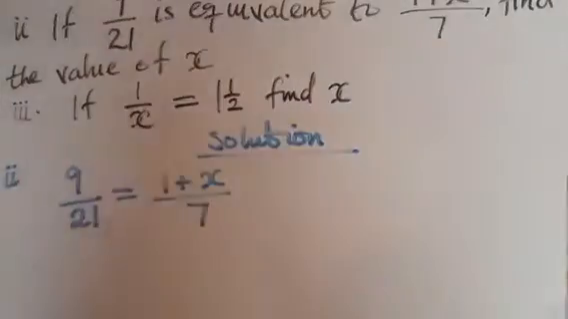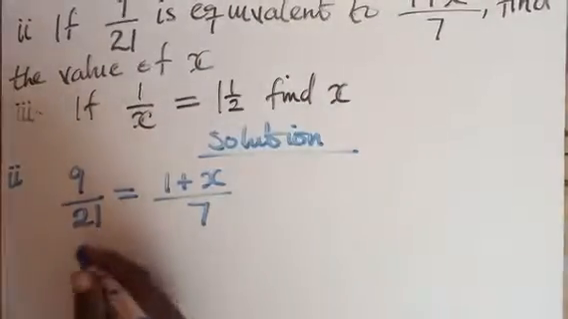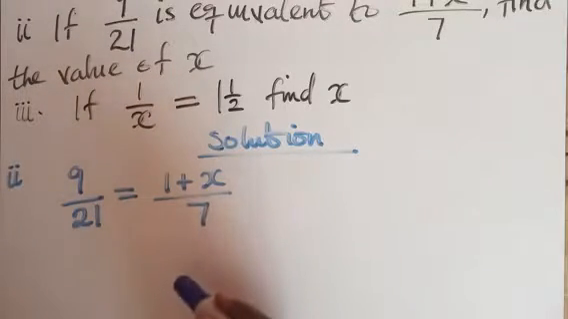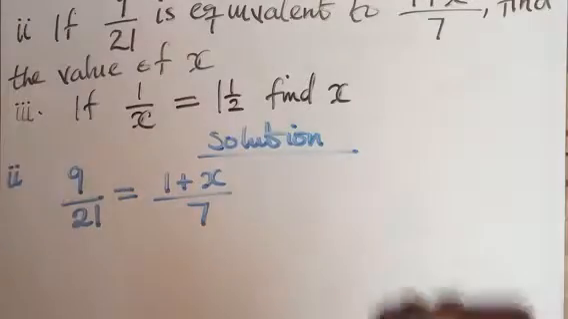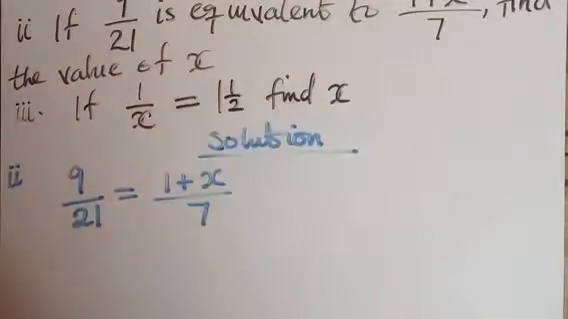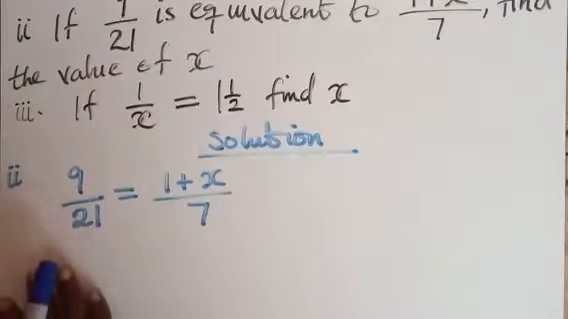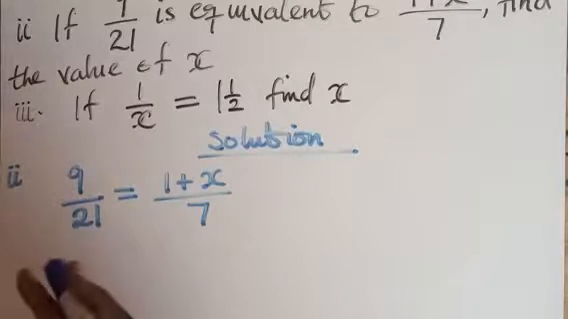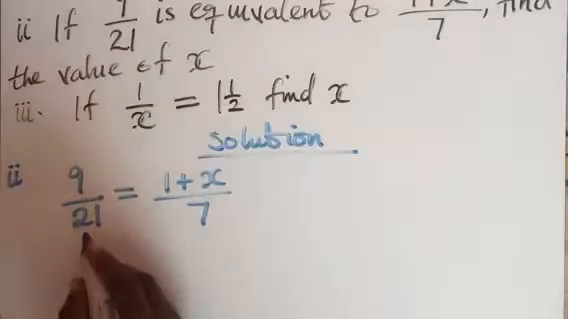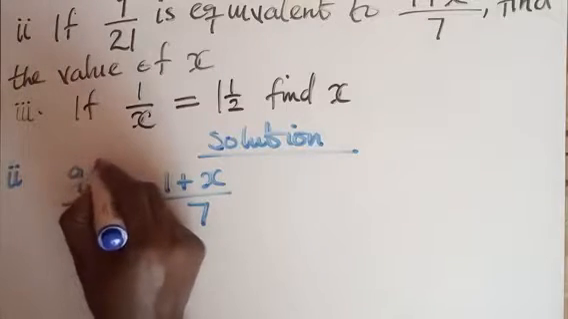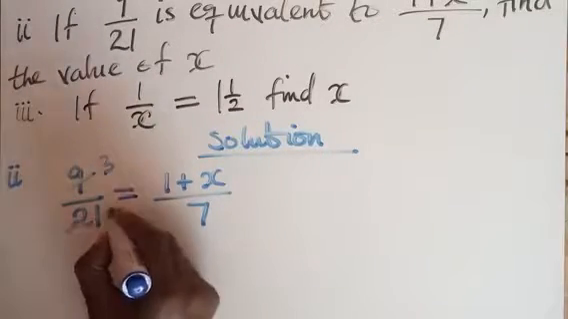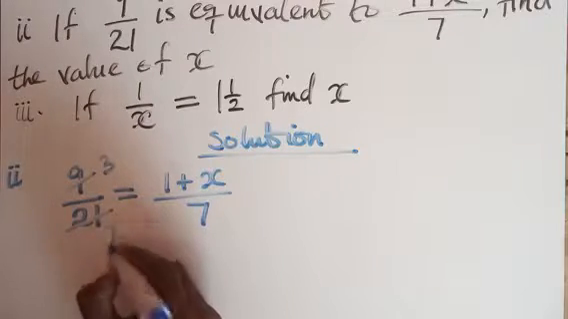Okay, so we have the second question, which is 9 on 21 equals 1 plus x also on 7. So how does this one go? We need a space. Now always, as you are solving, check the first fraction given. Are they multiples? Are they factors? Is there a number that can go into them? Now you check to see a number can go into 9 and 21. The number 3 goes into 9 three times, and 3 goes into 21 seven times.